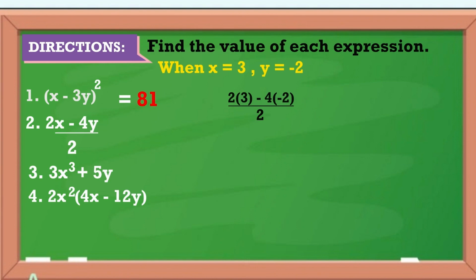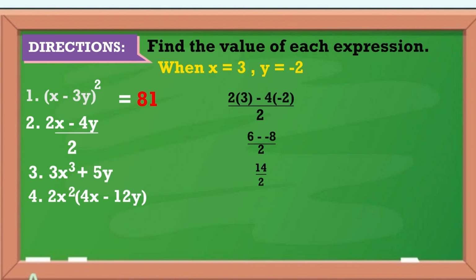Again, follow the rules of PEMDAS. So we will solve first the multiplication since it has no parentheses and exponent. So 2 times 3 is equal to 6. 4 times negative 2 is equal to negative 8. Correct? Next, we will subtract 6 minus negative 8. But, as you can see, it has a different sign. Positive minus negative. So, we will follow the rules of subtracting integers. So, 6 minus negative 8 will be positive 14.